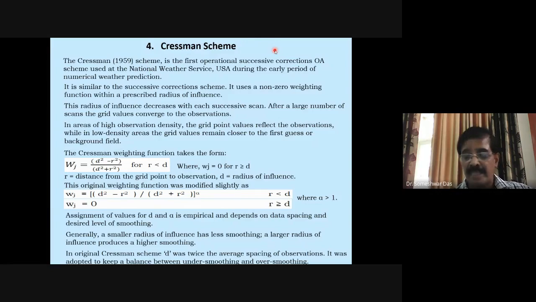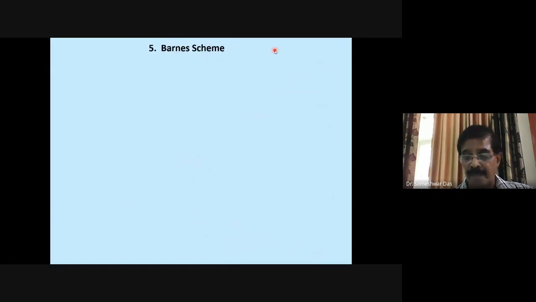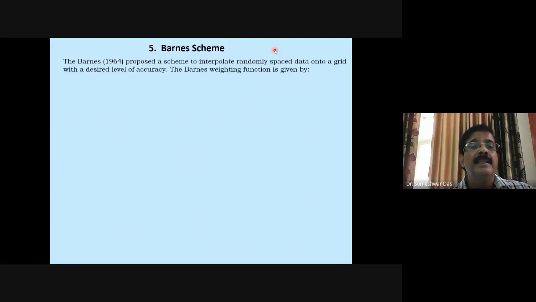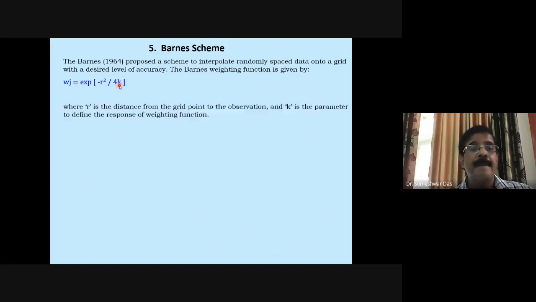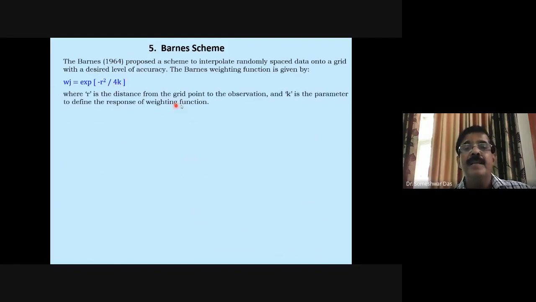So the next type of objective analysis scheme is the Barnes scheme. This was proposed by Barnes in 1964, which is a scheme to interpolate randomly spaced data onto a grid with a desired level of accuracy. The Barnes weighting function is given by w_j equals e to the power of minus r² divided by 4k, where r is the distance from the grid point to the observation, and k is the parameter to define the response of the weighting function.